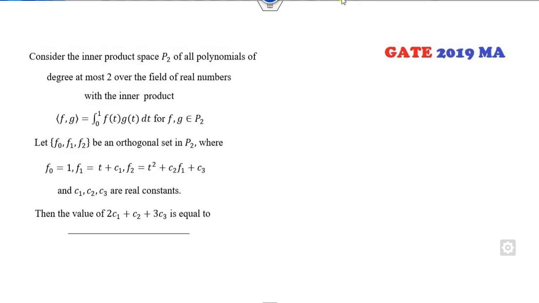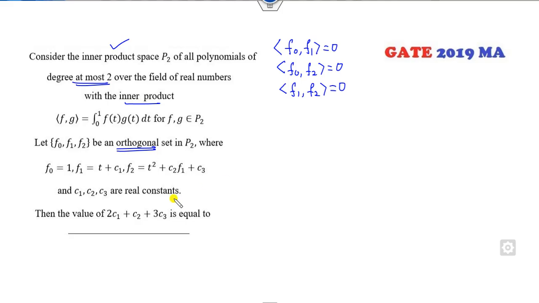Okay, look at this another one. Again, you can see an inner product space is given to you. Degree is there with the inner product. The orthogonal vectors are given here. What is the meaning of orthogonal vectors? F0, F1 will be 0. F0, F2 will be 0. And F1, F2 will be 0. Then your target is to find C1, C2 and C3.